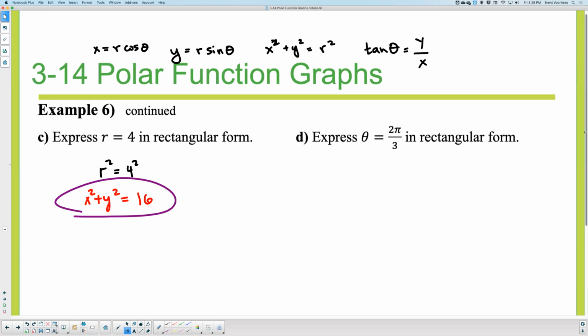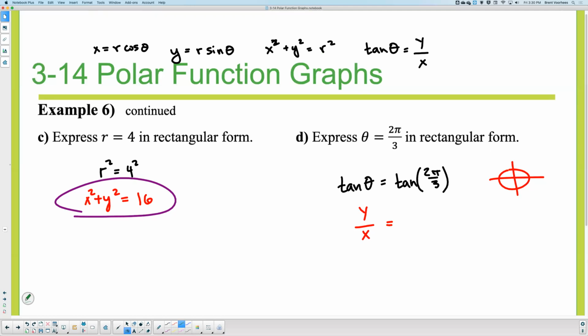Theta equals 2 pi over 3. Well, if I look up there, the best one for this is here, this theta. All I have to do is take a tangent of both sides. That's the same thing as tangent theta equals tangent of 2 pi over 3. Tangent theta is y over x. And if I do a hand trick here, make a note, 2 pi over 3 is in the second quadrant. 2 pi over 3 is over here, which means x will be less than 0, but y will be greater than 0 because x is to the left, y is up.